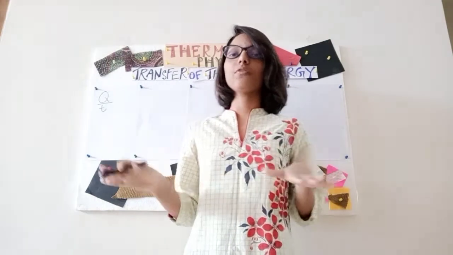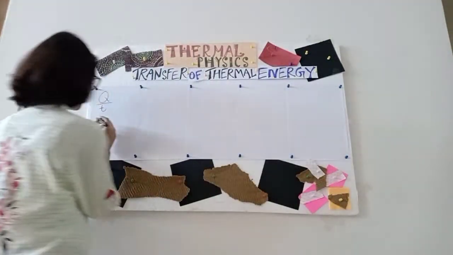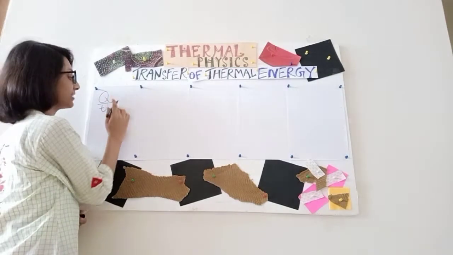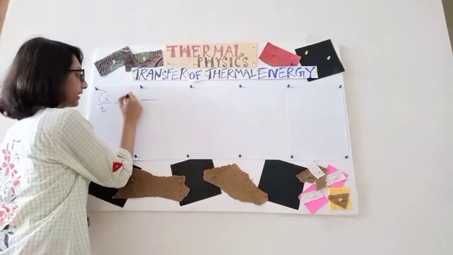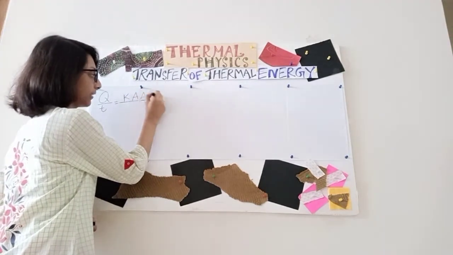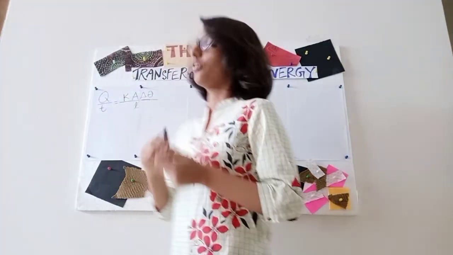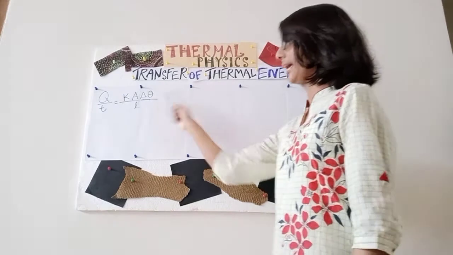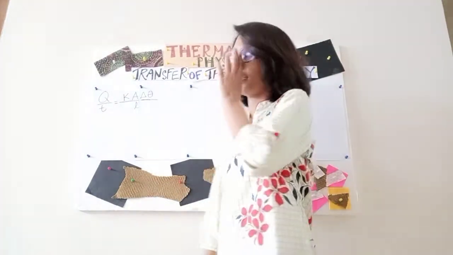Before stating a factor, let me state a formula: Q by T equals K A del theta by L. K over here is called conductivity.